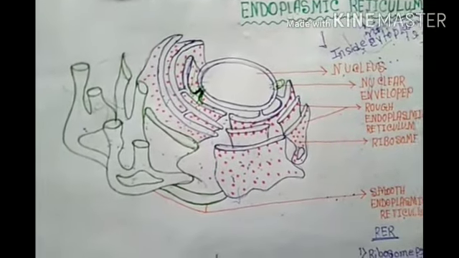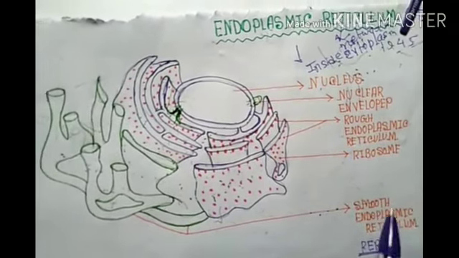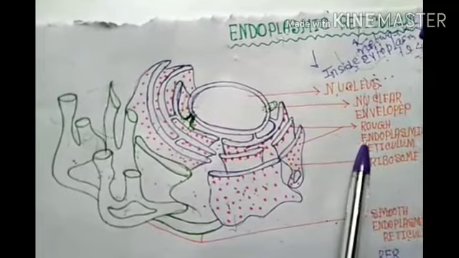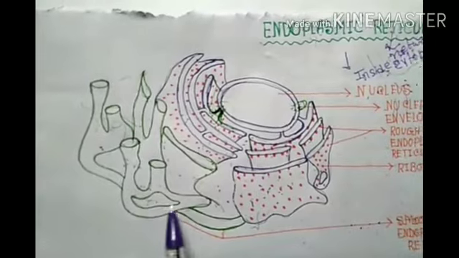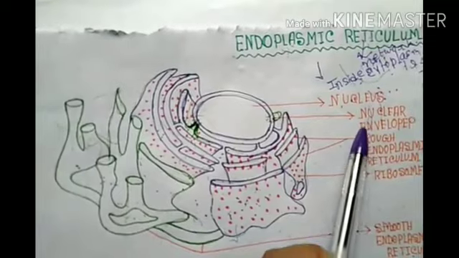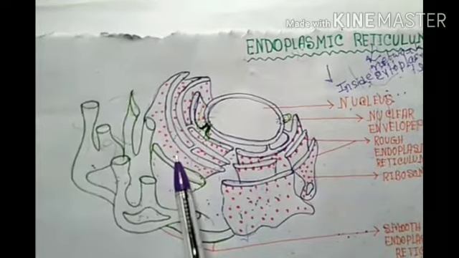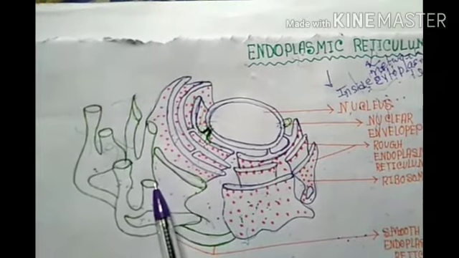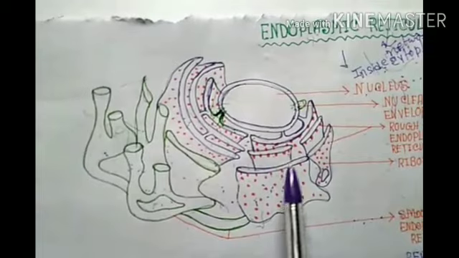So here the basic differences between rough endoplasmic reticulum and smooth endoplasmic reticulum are: in RER, ribosomes are present, but in SER, no ribosomes are present. RER mainly originates from the outer surface of the nuclear envelope, but SER originates from RER by shedding of ribosomes. RER is mainly composed of cisternae, but SER is mainly composed of tubules.